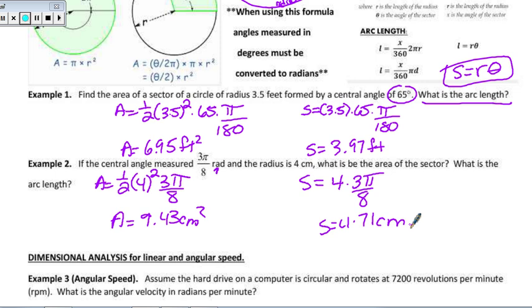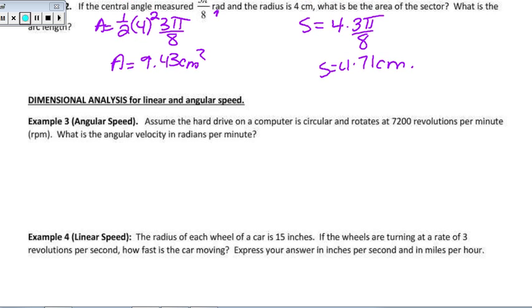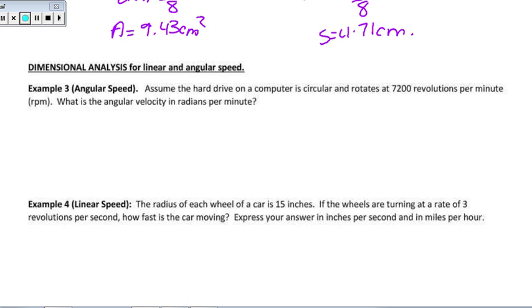Okay, so the next thing we're going to talk about in this unit is angular and linear speed. When we talk about angular speed, I'm asking, as something is going around and around and around, how many radians are being swept as we go around each time? I'm going to do all of these problems using what we call dimensional analysis.